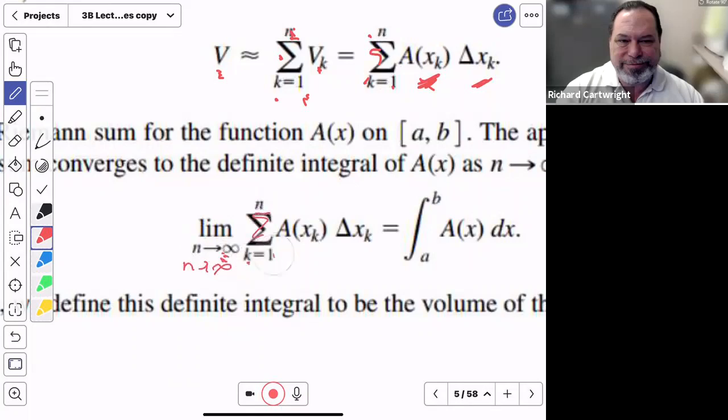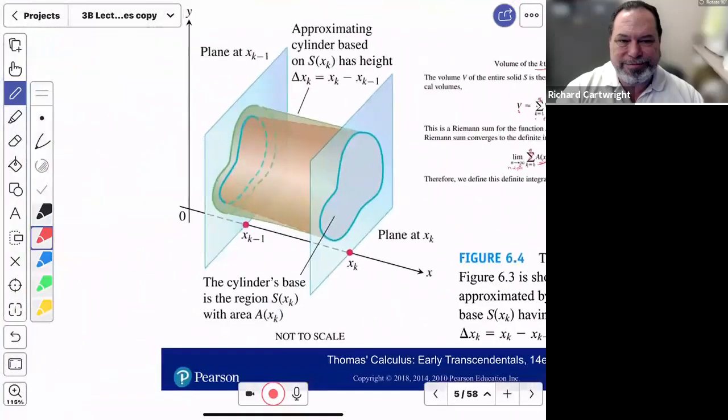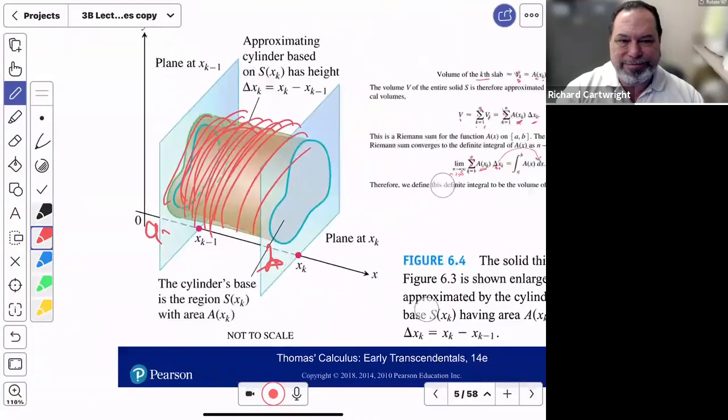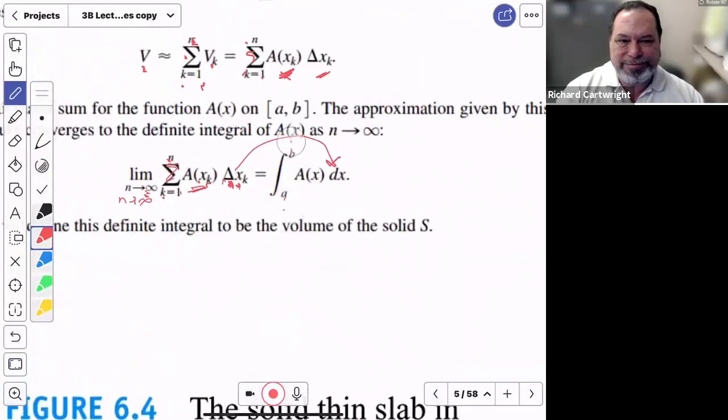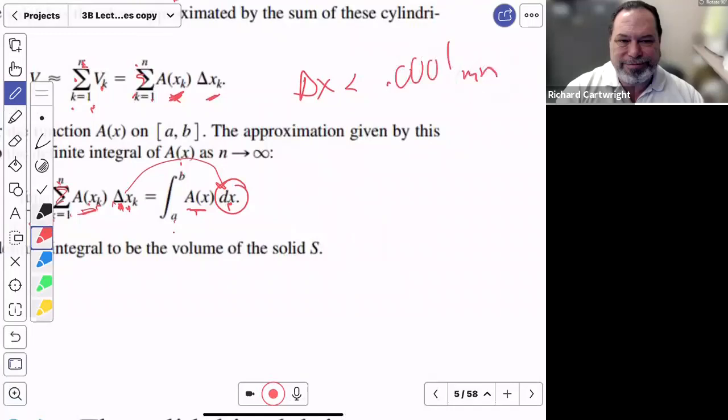The summation, as K goes from 1 to N, of your area A(x_k), and here's your thickness, delta x. If delta x is so small, then we can call it dx. And I'm cutting from a to b because your ham starts at a and ends at b on the x-axis. Slice, slice, slice, slice, slice. From a to b, you're doing a lot of slices. So from a to b, area of each slice times the thickness, which we just call delta x. Because delta x is so small, it could be even less than 0.0001 millimeter. Of course, it's actually smaller than that when I say dx.